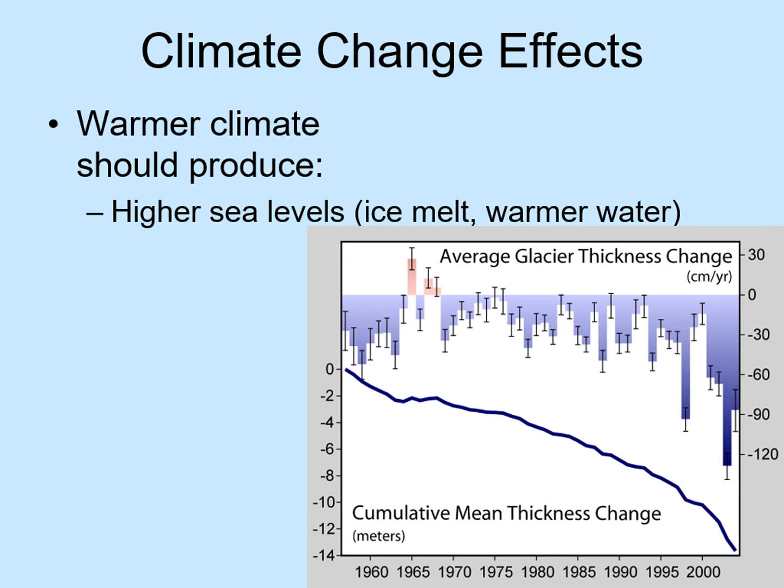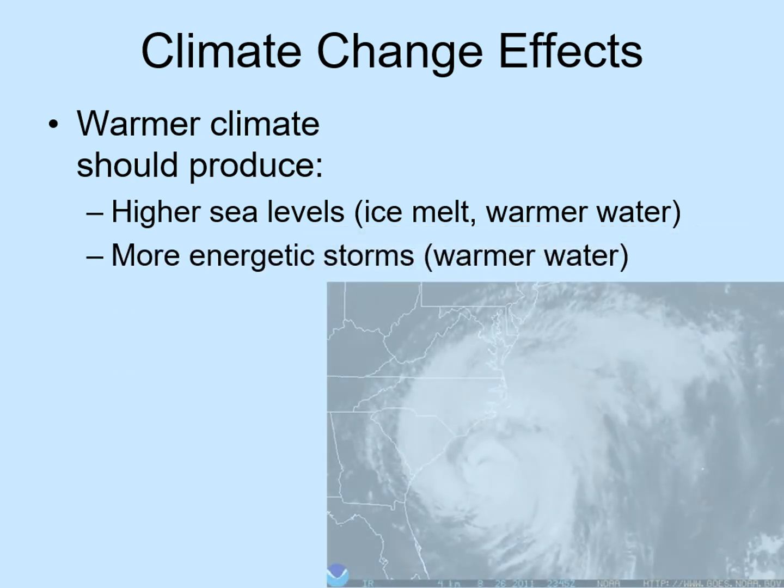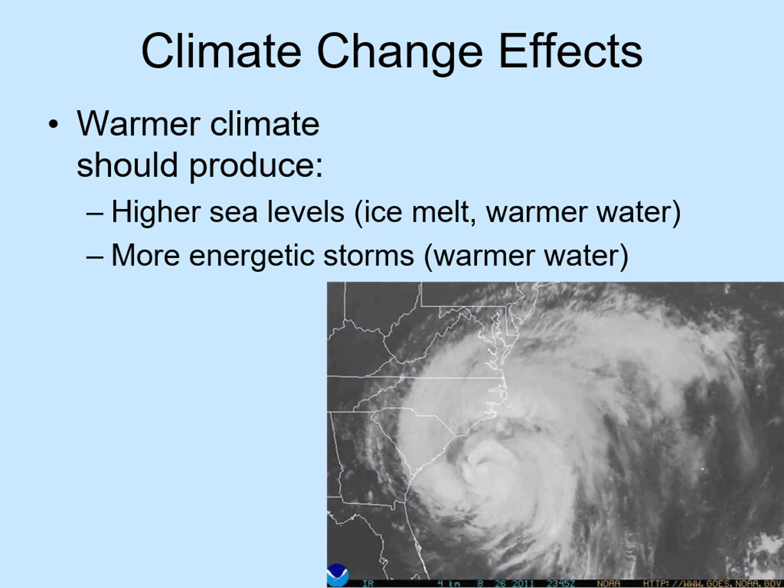Another effect of a warmer planet is more big storms. Remember that large storms like hurricanes get much of their energy from convection over warm bodies of water. The warmer the water gets, the more energy is available to power large storms like this one.